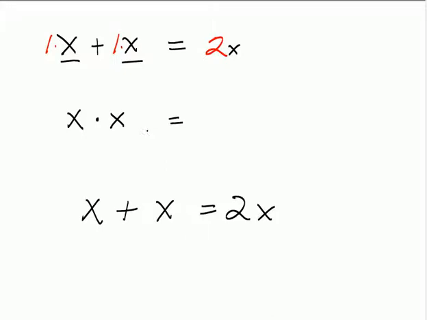Contrasted with x times x. So the difference is now we're multiplying. So x times x, as you recall from when we talked about exponents, is x squared.